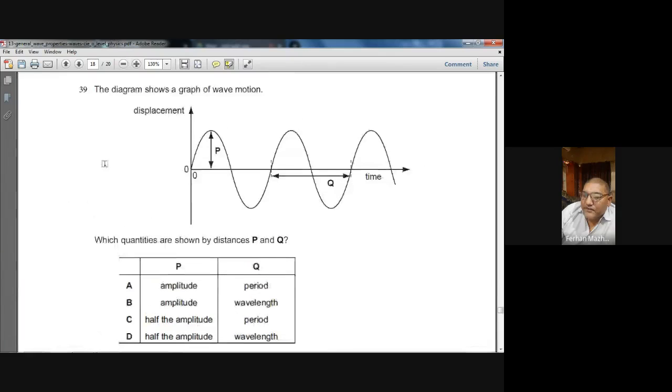Now question number 39. The diagram shows a graph of wave motion. It's a displacement-time graph. Which quantities are shown by the distance P? P is telling you the amplitude, and this Q is representing the time period. So A is the choice. Question number 39, A is the right choice.